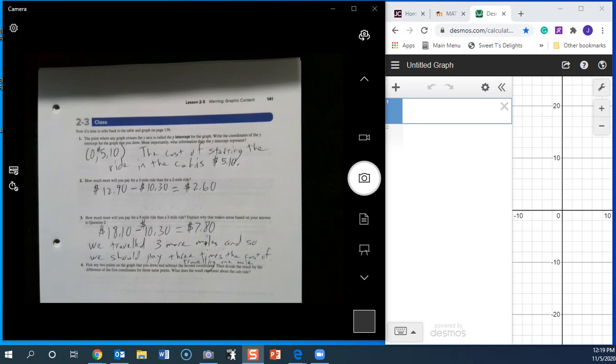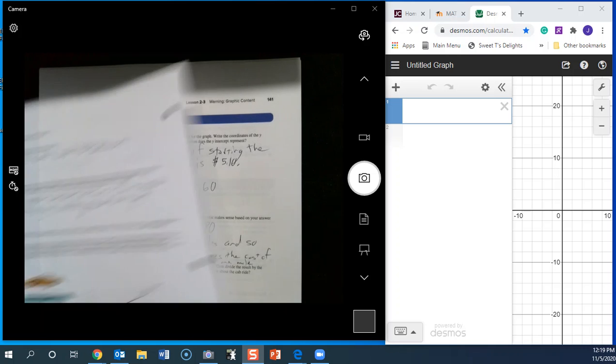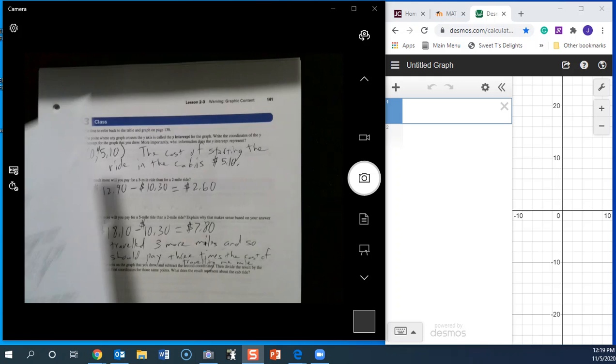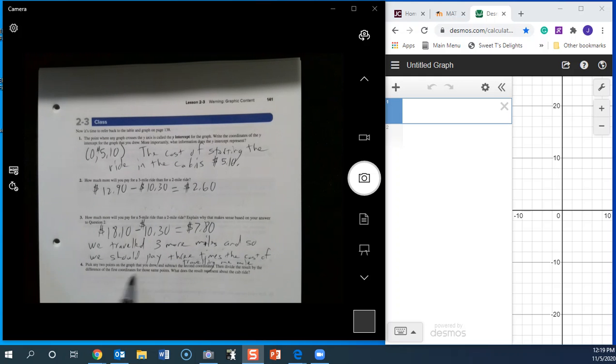Now it says, how much more will you pay for a 5-mile ride than a 2-mile ride? Explain why that makes sense based on your answer in question 2. Okay, a 5-mile ride, if we go back here to page 138, is $18.10. A 2-mile ride, we already said, was $10.30. So $18.10 minus $10.30 gives us $7.80. And it says, explain why that makes sense based on the answer to question 2.